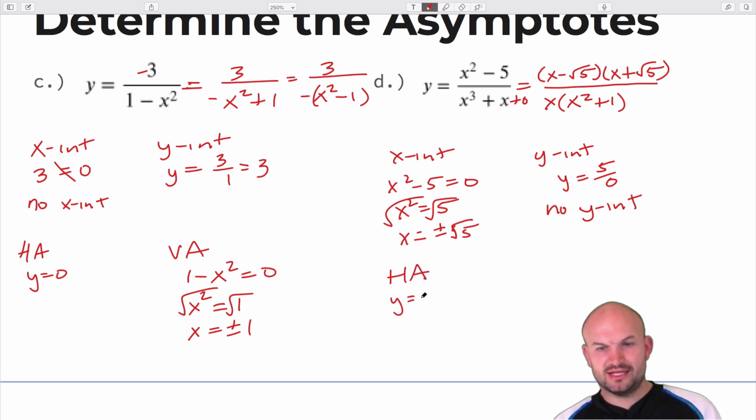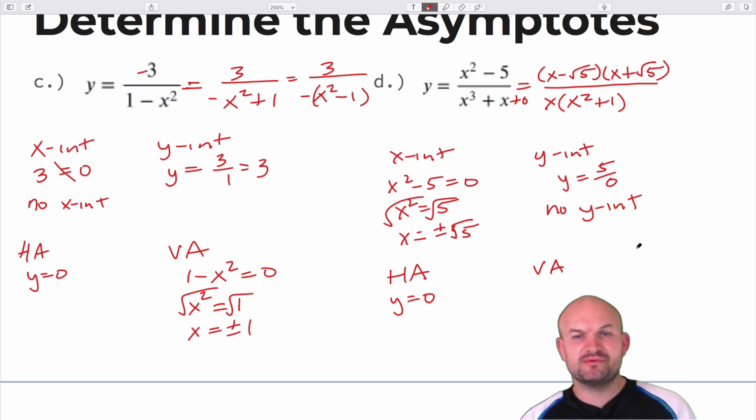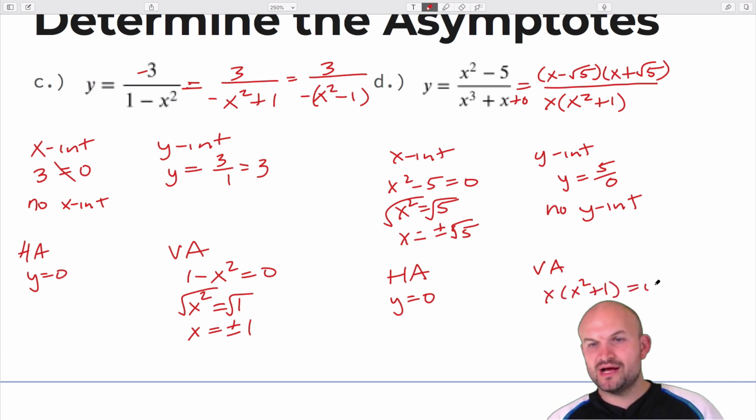Horizontal asymptote, you just got to love it. Y is equal to 0. And my vertical asymptote is going to be my denominator equal to 0. And the nice thing is looking at this in factored form, so I can now apply the zero product property, right? So therefore x equals 0 and x squared plus 1 is equal to 0.